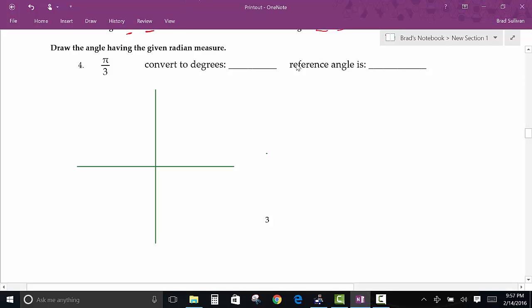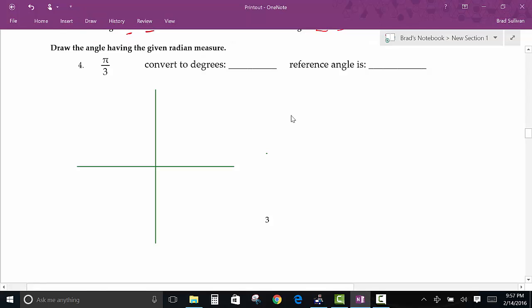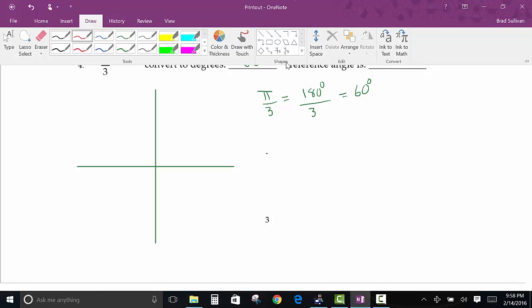All right, so let's go ahead. When we're doing this now, let's convert this to degrees. We have a pi over 3 radian angle. We know that pi is 180 degrees, so 180 over 3 would be 60 degrees. Okay, so we have a 60 degree reference angle, and that means that we're in quadrant 1. So basically the way that this would work out would be like this.